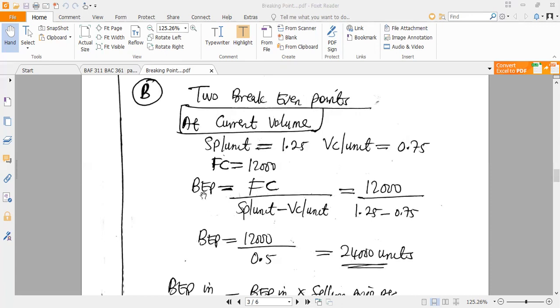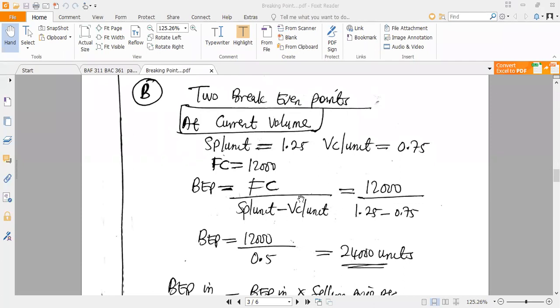Okay. So at this break-even point, they want us to find the break-even point at this current volume. On the analysis of whether to replace the old equipment or maintain it, we have already made the analysis. That is already done. Now here we are just trying to find, from the information given, at the selling price of 1.25, the variable cost of 0.75 and the fixed cost of 12,000, what is the break-even point? So we're using this formula.